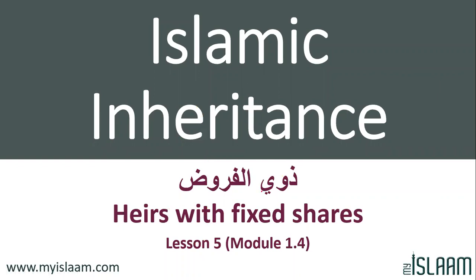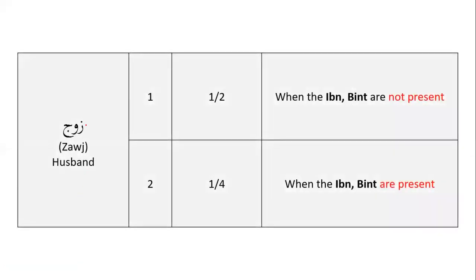We are currently discussing the الفروض, the shares with fixed portions. So far we've gone over the Ab, the Jad, the Akh and Ukht li Ummin. And hopefully you've all done the after lesson questions also. In today's lesson, inshallah, we'll be going over the Zawj, the husband, a relatively easy and straightforward one.